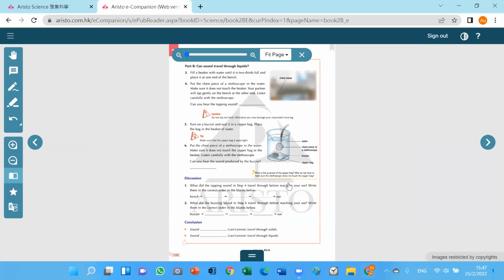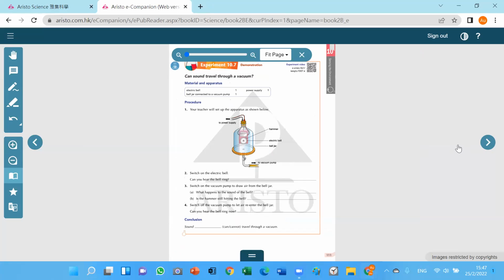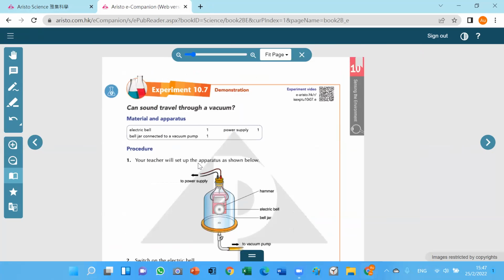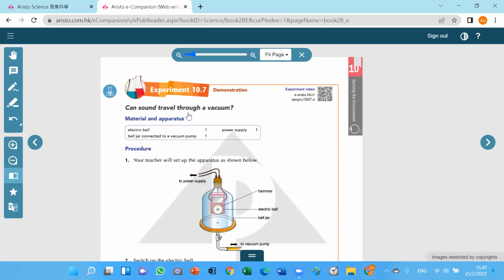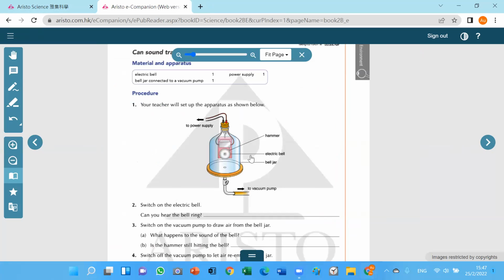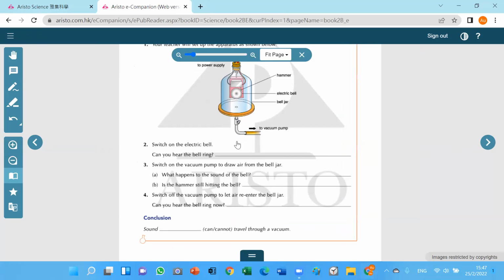Okay, so turn to your book, page 111. So this experiment is about how sound can travel through a vacuum. So, can you hear the bell ring? Of course. Yes. So write it down.